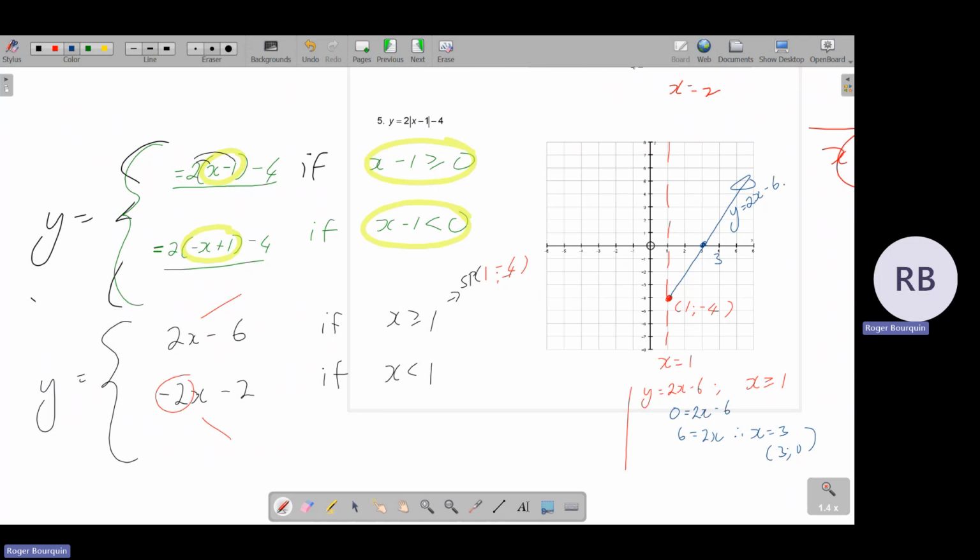I know it's tedious. Right. You're going to draw another graph, though. You're going to draw the graph y is equal to minus 2x minus 2 when the x coordinates are less than 1. So to the left of that line. So if it's going left to right down, it's going to have an x-intercept and a y-intercept, right? Okay, so go find both of them.